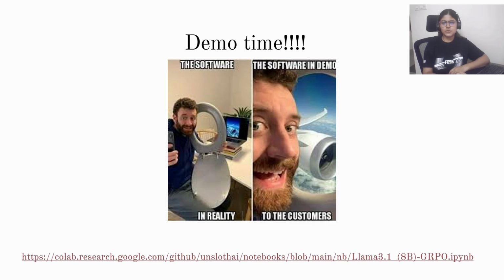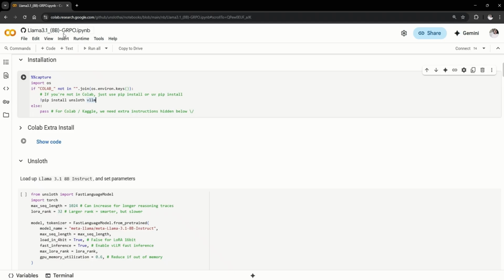So let's jump onto the demo, and let me show you how you can also train any base model to achieve reasoning skills. Training the Llama 3.1 8 billion parameter model using GRPO. If you see here, we have Unsloth. We'll be using Unsloth for fine tuning, which is a great library for such tasks.